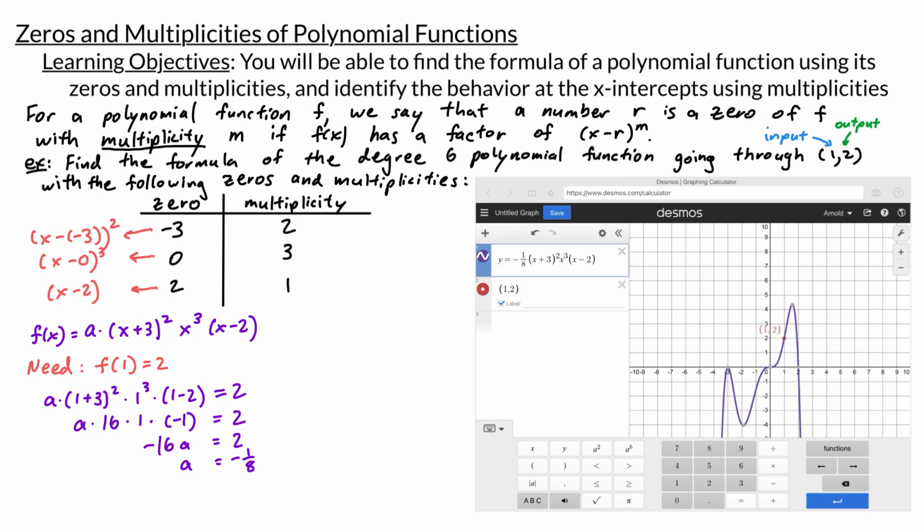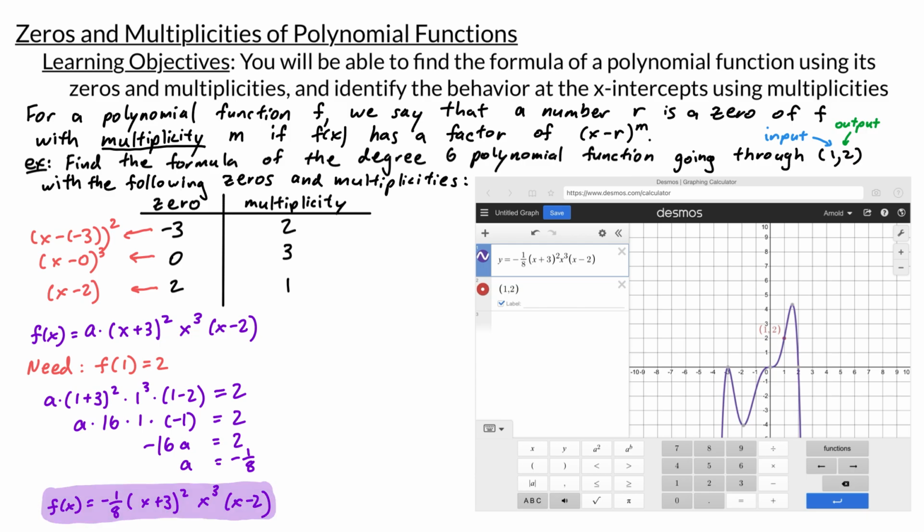So the degree 6 polynomial function that goes through the point (1, 2) and has the appropriate zeros and multiplicities is f(x) equals -1/8 times (x plus 3) squared times x cubed times (x minus 2).